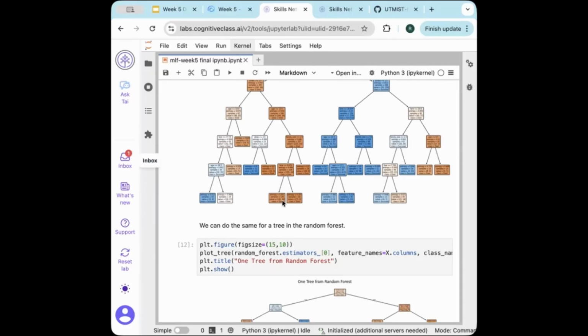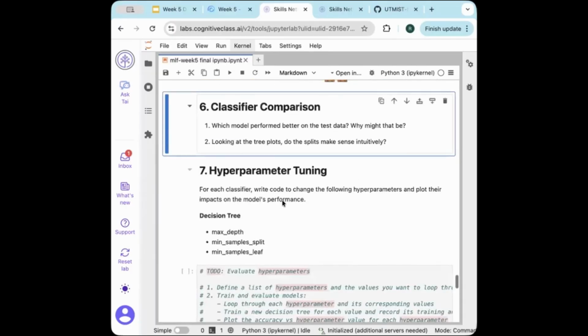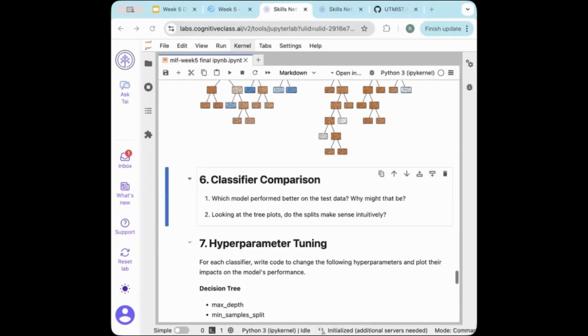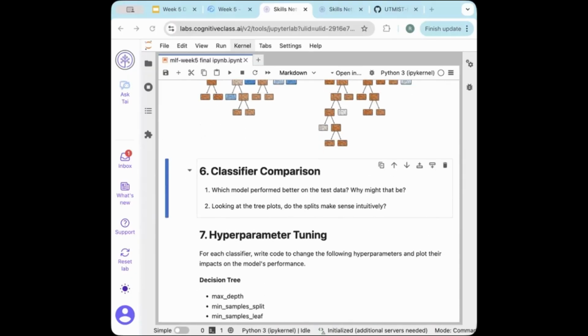So as a last thing, I'm going to evaluate hyperparameters. I'm just going to copy paste what I have here because it's a long code and we don't have that much time left.